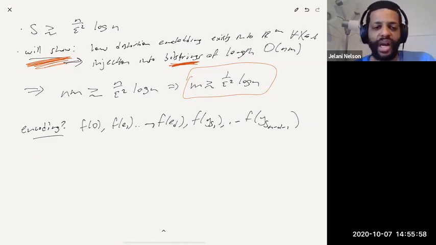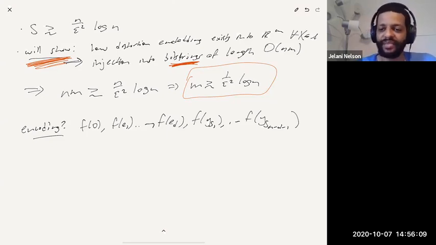f of 0 is not a bit string of length m. It's a real vector of length m. So the entries of f of 0 are real numbers. So my encoding length is not even finite, because every single number here is a real number of infinite precision.